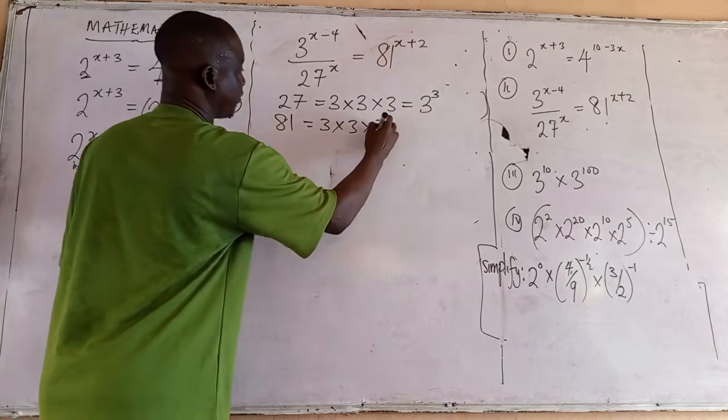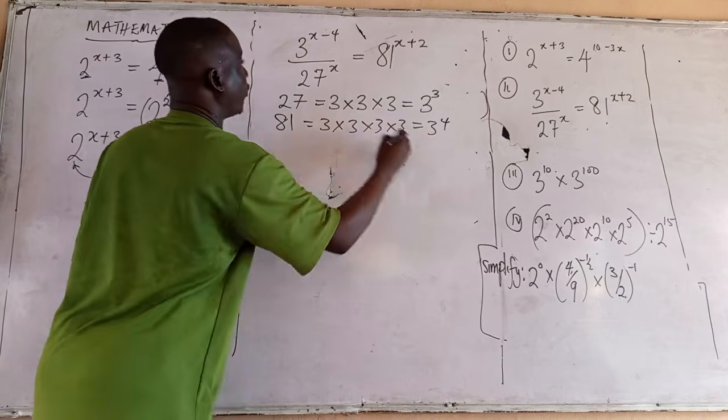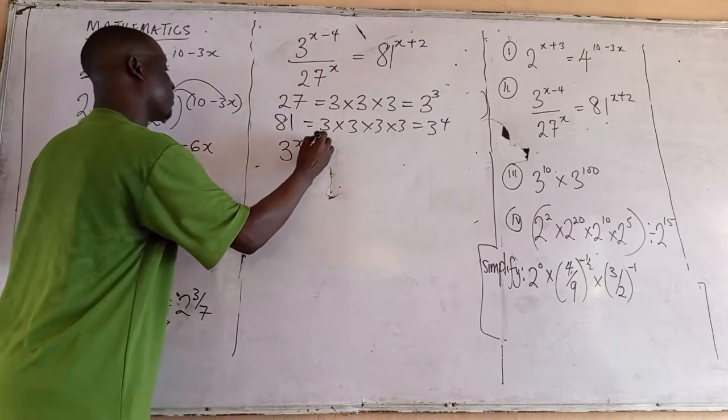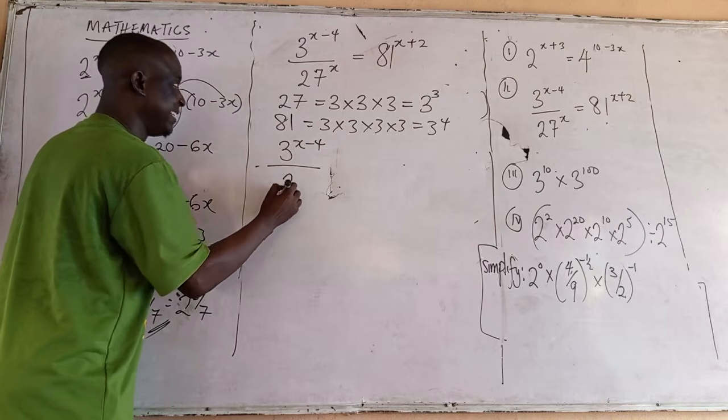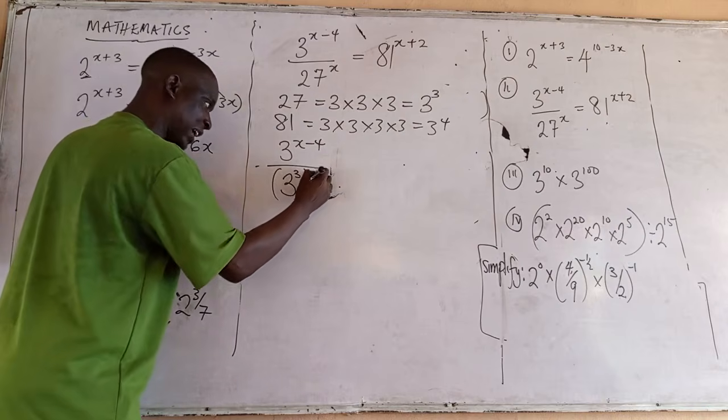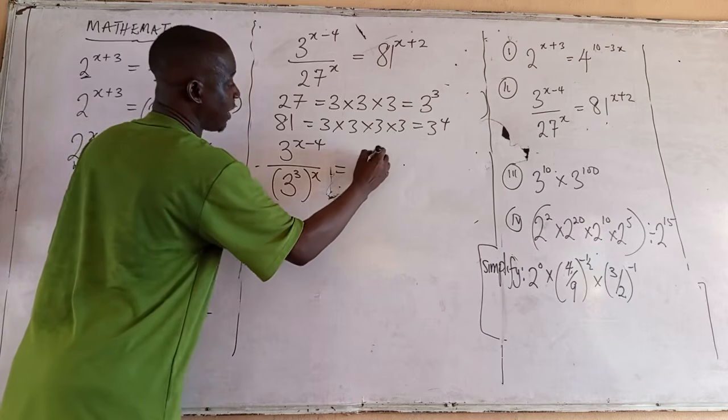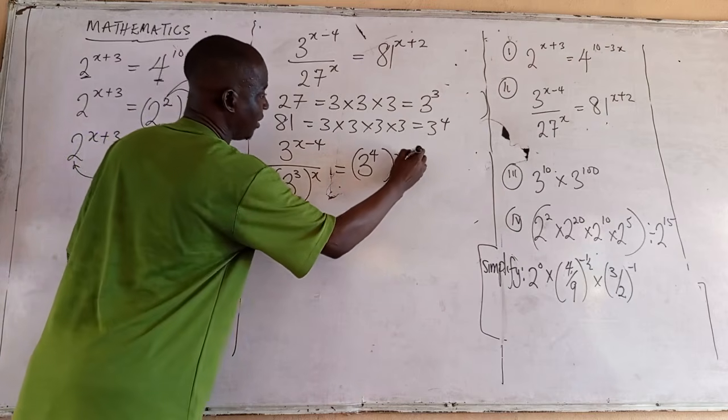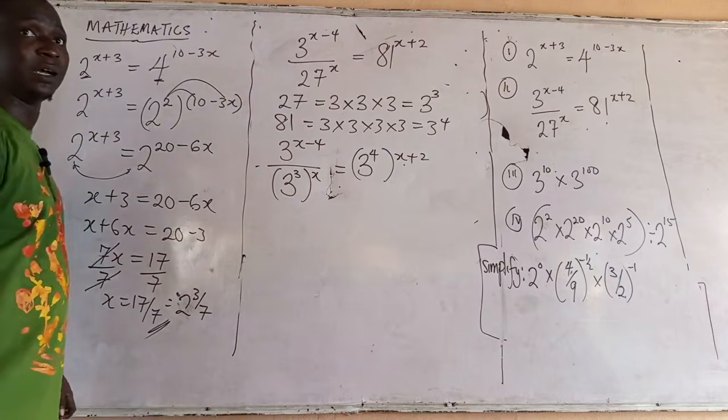3 times 3 times 3 times 3. Four? Yeah, let's put it there. Now, 3 raised to s minus 4, divided by 3 raised to what? Equal to 3 raised to 4 to the power of what? Do you understand it now?